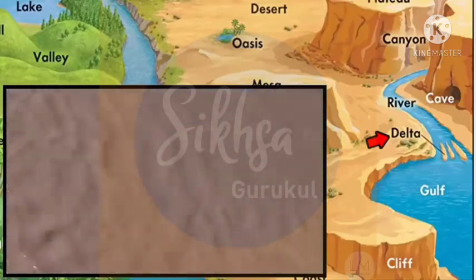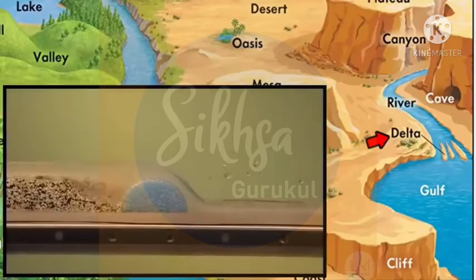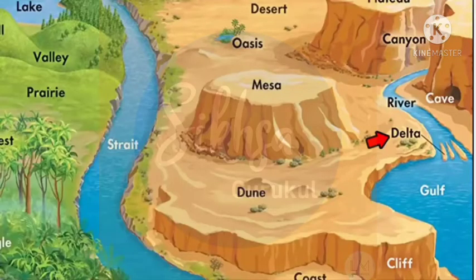You will notice that large heavier particles like pebbles, rocks and sand are deposited first. After that, lighter material like silt and clay gets deposited. So what I'm trying to say is that you will find these deltas where the speed of the river is slow. When a river starts to move slowly, that is when the sediment gets accumulated.